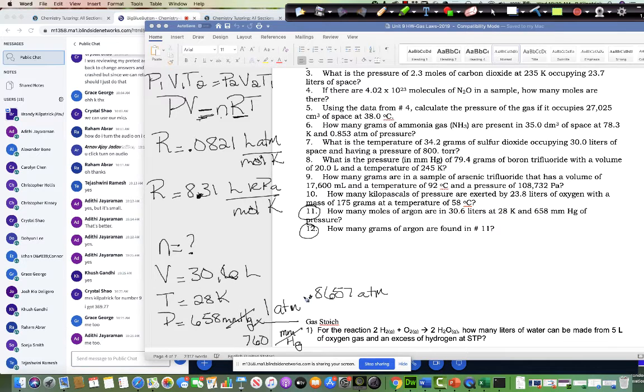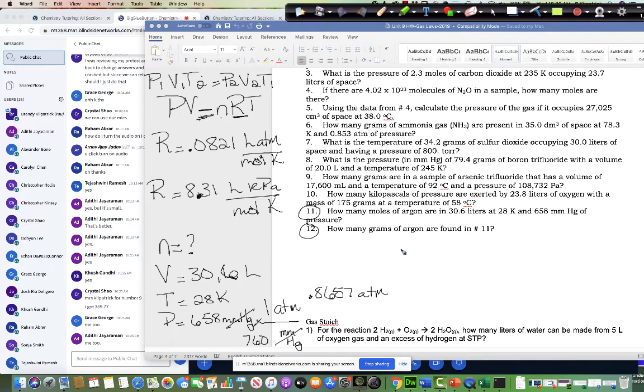So I have that matching. My liters match here. I have Kelvin, and I'm looking for number of moles, so everything is matching. Now I can just plug it into the ideal gas law. At this point it's just plug and chug.